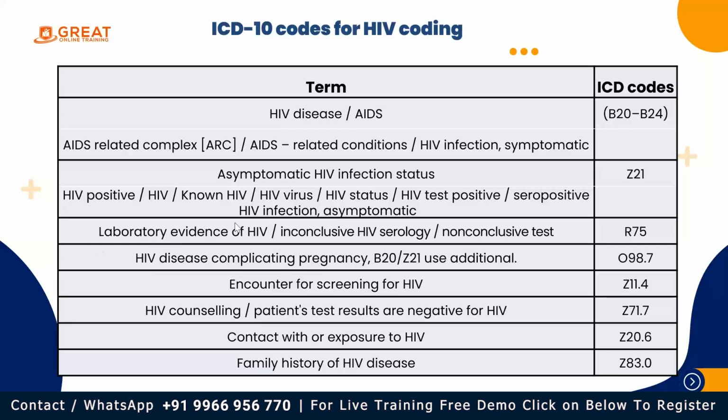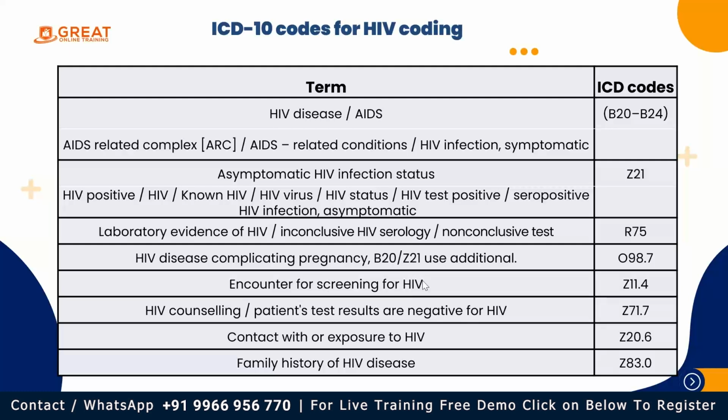If laboratory evidence of HIV, or inconclusive HIV serology, or non-conclusive test for HIV is there, we have to use R75. HIV disease complicating pregnancy, we have to use O98.7 plus additionally either B20 or Z21. If symptomatic, B20, and if asymptomatic, we have to use Z21 additionally.